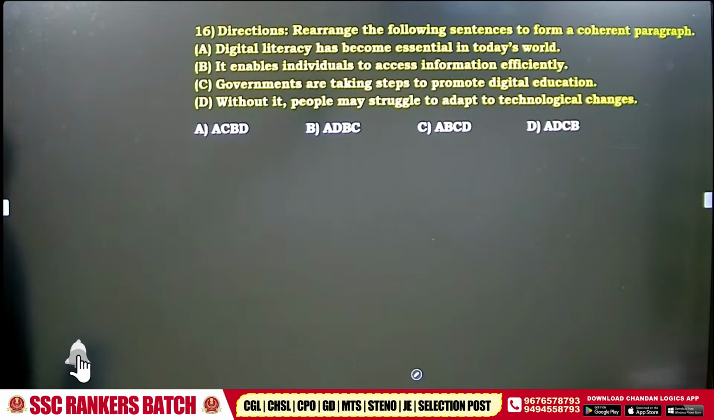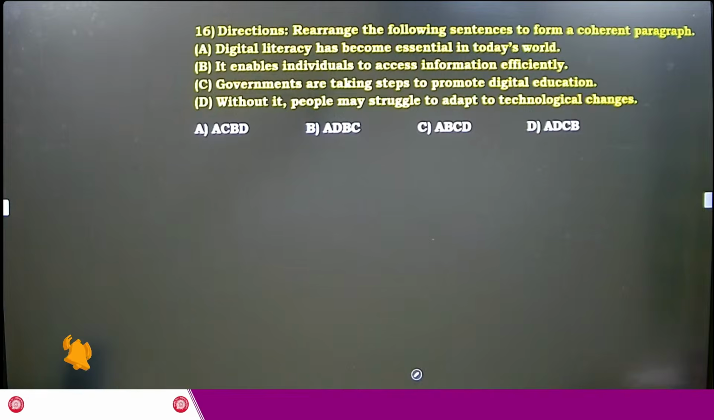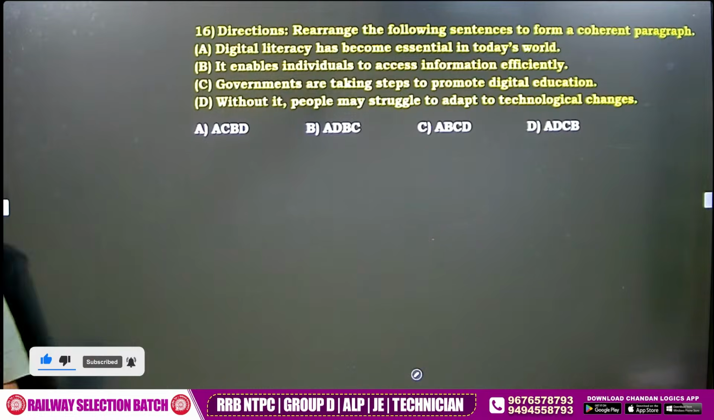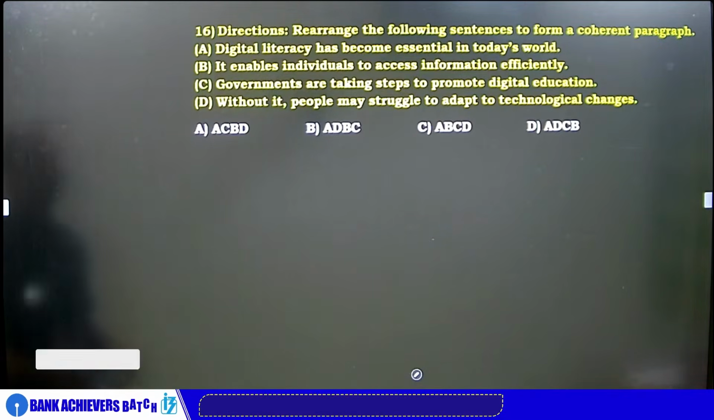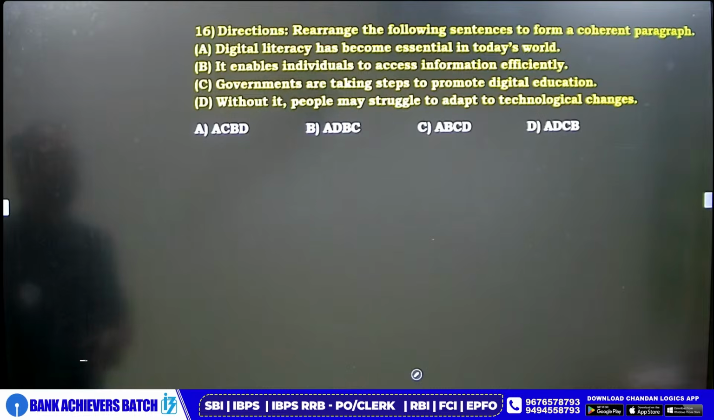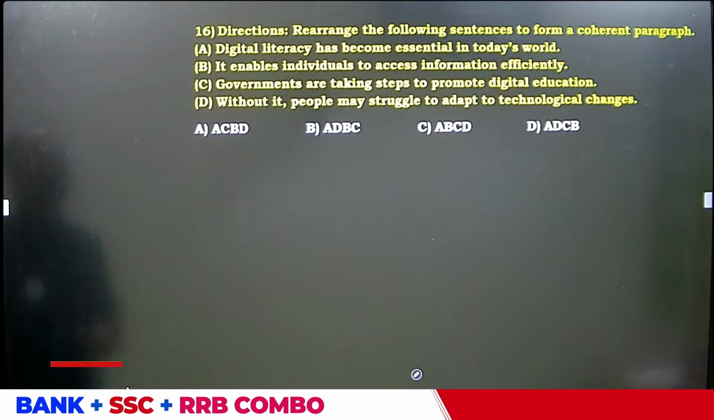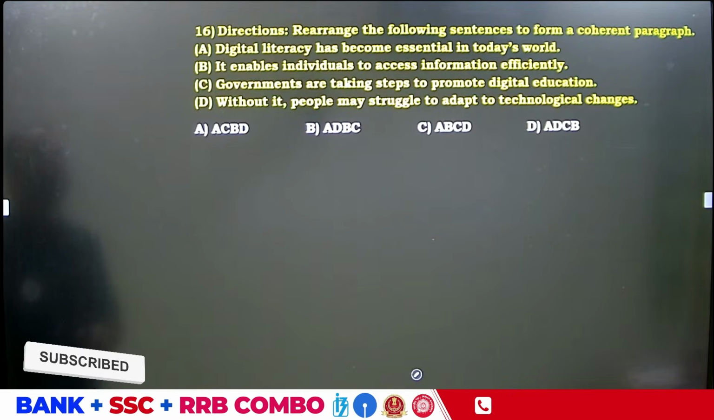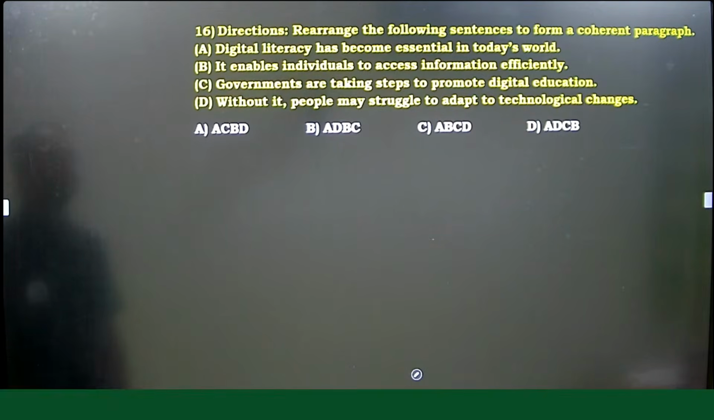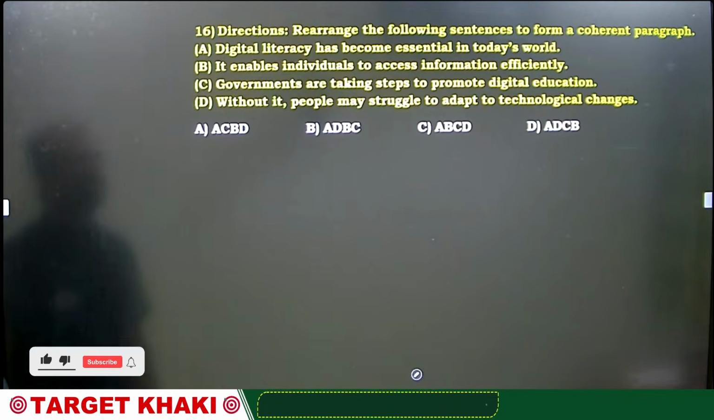Wow, jumbled. Question number 16, jumbled. Anybody in the country can do this jumbled exercise, but can you do it in 30 seconds? That's important. Can you try, guys? Just 30 seconds. Anybody answer? If you look at the options, see, do smart work.